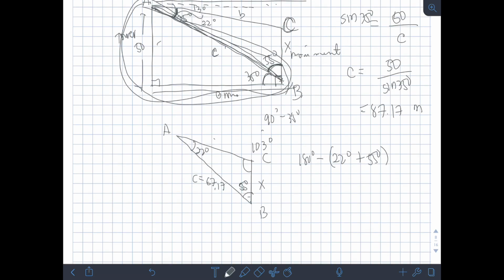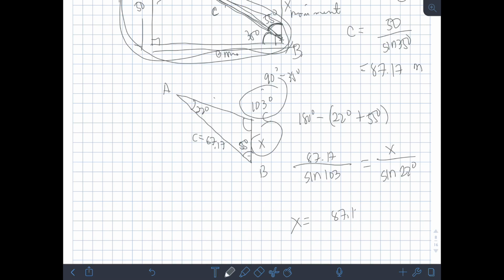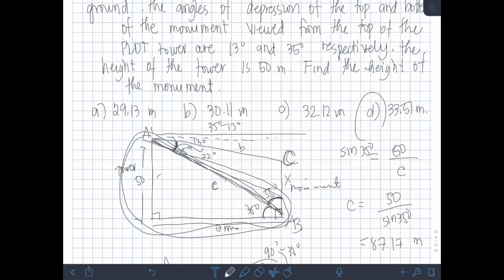So, we have the given side na 87.17 which is C, over the side ng angle opposite sa kanya, yung nasolve natin na 103, equal dun sa ano natin na X, which is X over the sine naman nung opposite angle sa kanya which is A. So, sine 22 degree. So, solving for X, we have 87.17 times sine 22 degree over sine 103 degree. So, using calculator, solve natin si X or yung height ng monument as 33.51 meters. So, the answer is letter D.